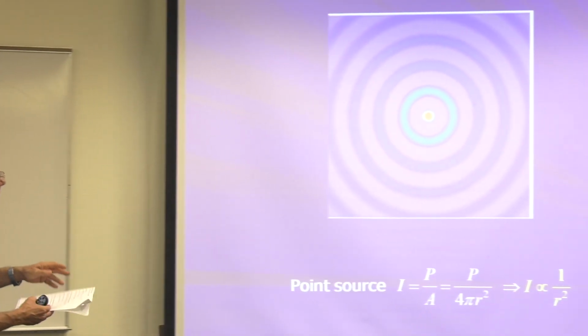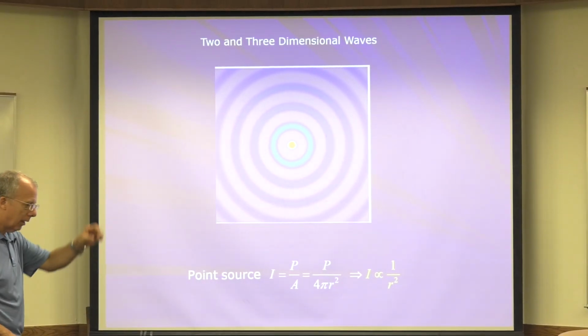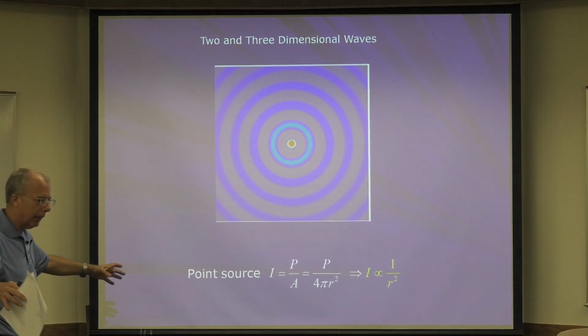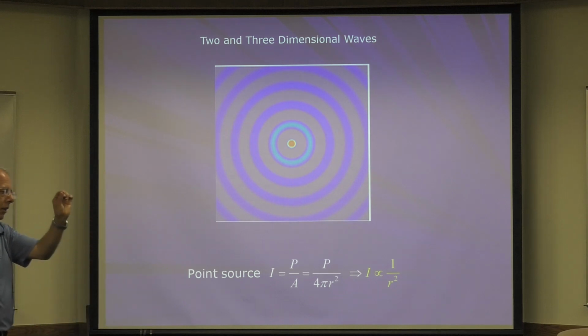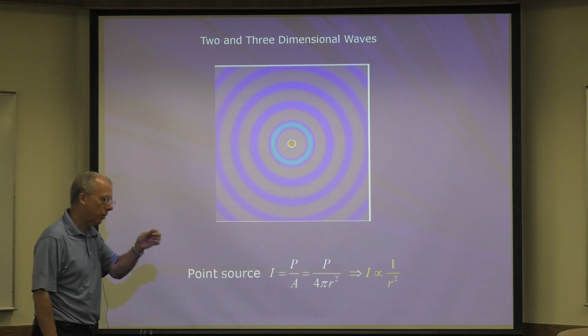So this is a picture. It's supposed to be like 2- and 3-dimensional waves. Imagine you have a fish tank and you drop a pebble, then you see these circular waves propagate out, right? So that'd be a 2-dimensional wave. Or let's say you had a little tiny spherical speaker, and you had 3-dimensional sound waves. But anyway, the important thing here is a point source.